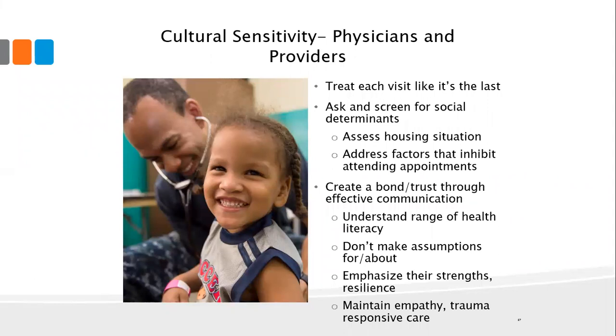Next slide, please. So for physicians and providers, treat each visit like it's the last. Comprehensive visits, that is key. Even if the lab is closed, if there's anybody there that can draw blood, that would be great. And this is also where the staff navigator helps a lot. And as physicians, we should also ask and screen for social determinants. And we should also try to create a bond and trust through effective communication by understanding that there's a range of health literacy, by not making assumptions, by emphasizing their strengths, and by maintaining empathy and providing trauma responsive care, because being homeless is traumatic in itself.